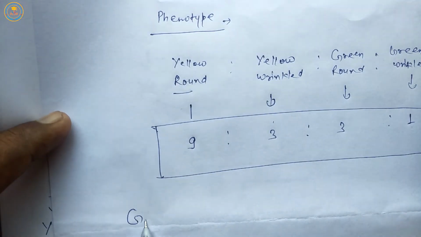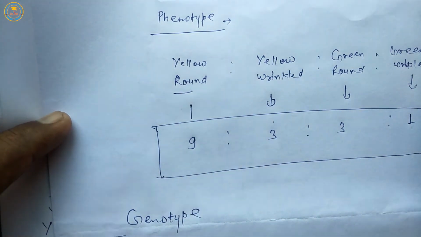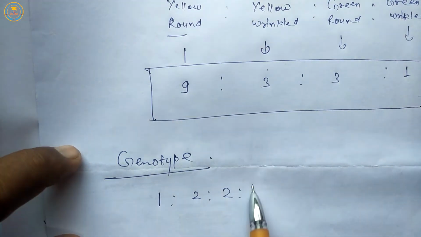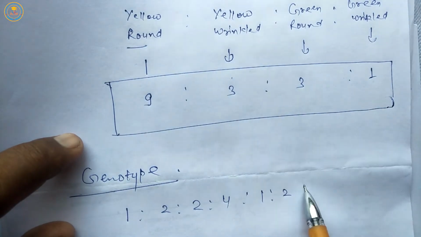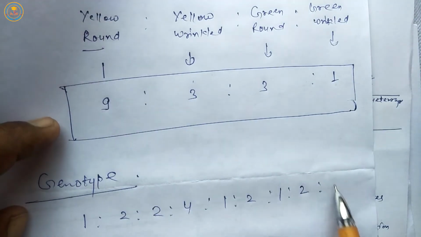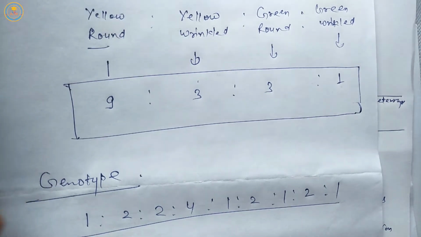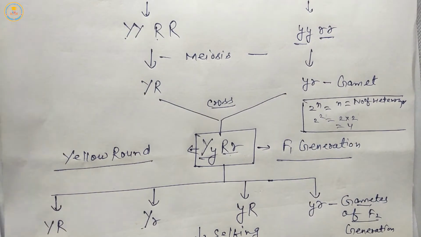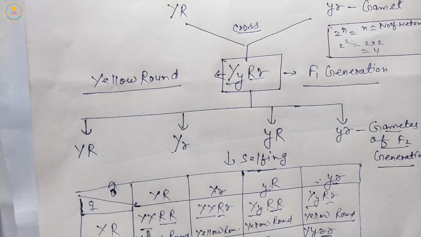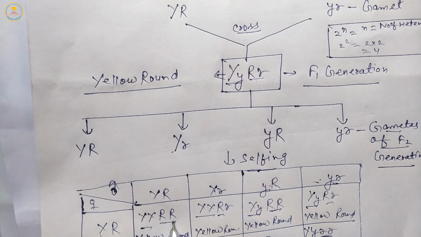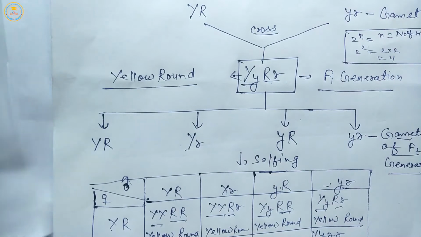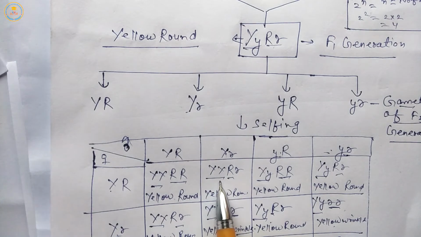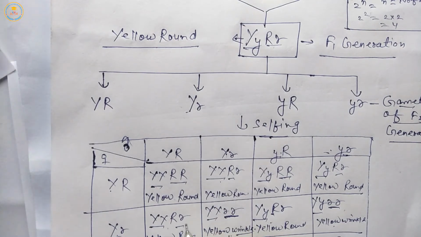Next, genotype. It means genetic constitution is 1:2:4:2:1:2. This is the genotype of the F2 generation of the dihybrid cross. Students, this type has only a single plant: capital Y, capital Y, capital R, capital R. Second, this type has only 2 plants in this Punnett square.